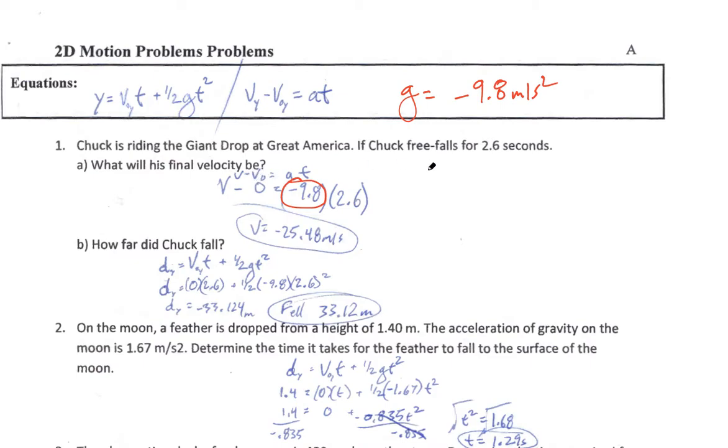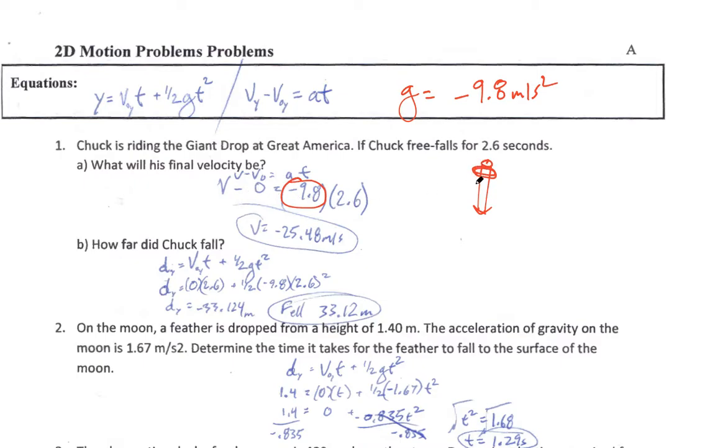We know our initial velocity is 0, because if he's on the giant drop, and I'm terrible at drawing to begin with, let alone on a tablet on the computer, but if this is our giant drop and all our people are sort of sitting around it, that's actually really good for me. I'm impressed. That's besides the point.